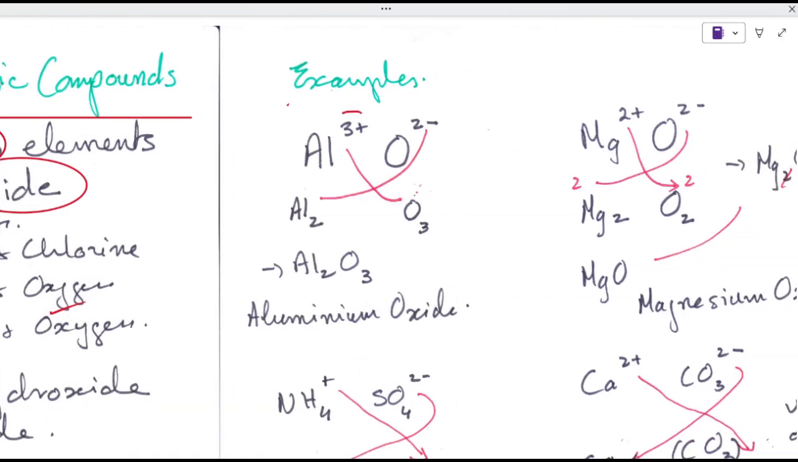As you can see, aluminium has 3 positive, oxygen has 2 negative. So we'll bring these charges down, 2 negative on the left side and 3 positive on the right side. Then under aluminium as a subscript we write 2, and under oxygen on the right-hand side we write 3. Remember, now we are not going to write the charges. So our formula becomes Al₂O₃.